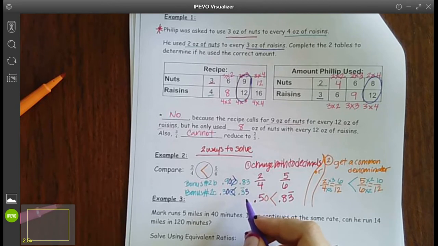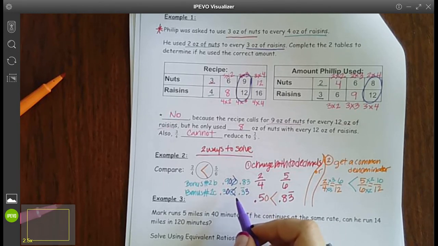Just something to keep in mind when you're asked to compare, and if you choose the route of comparing by using a decimal, always make sure that you have the same number of numbers after the decimal when you go to compare.